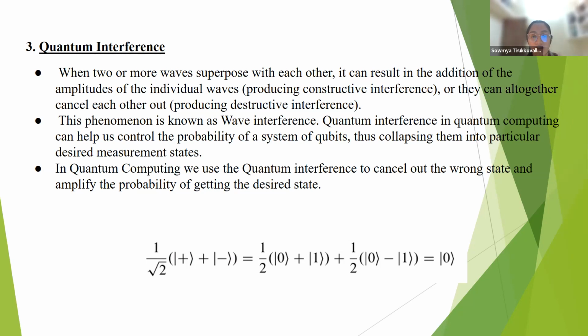This equation is an example of quantum interference where we have a qubit which is in plus state and a second qubit which is in minus state. You can see from the equation that state 0 of the plus state of the first qubit will constructively interfere with state 0 of the second qubit, which is in minus state, whereas state 1 of the first qubit will destructively interfere with state 1 of the second qubit, thus we will get state 0.